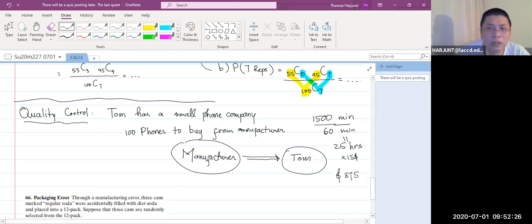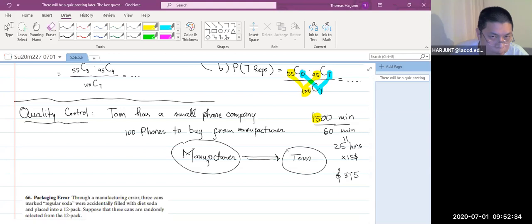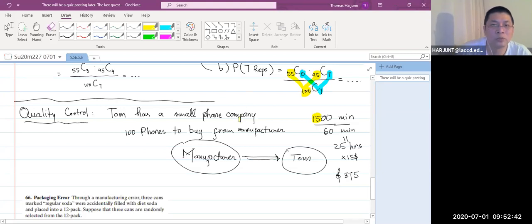And 15 minutes is actually a small number, right? 15 minutes each is a small number. It may be a lot more. So instead of checking all 100, I may randomly select, let's say, 3 phones to check. So 100 incoming phones.